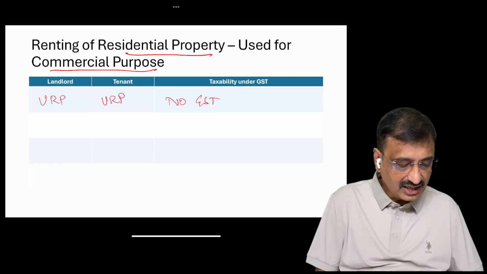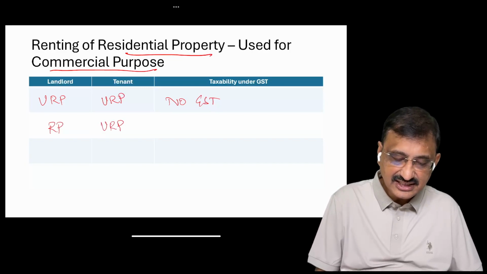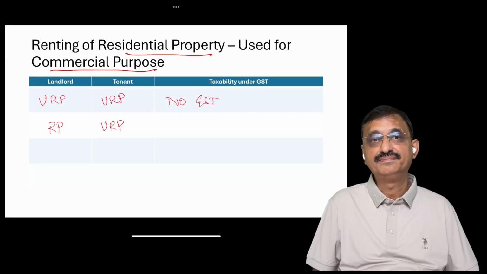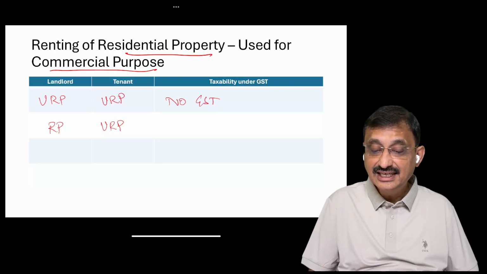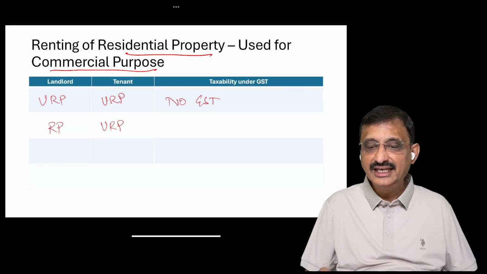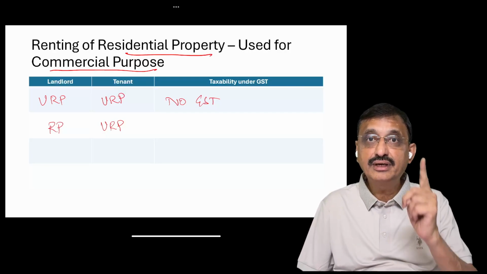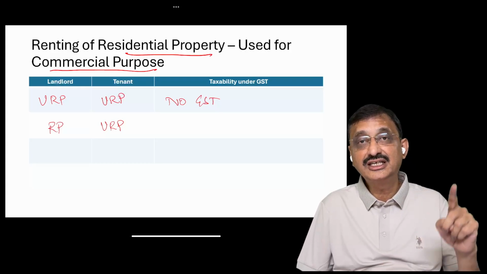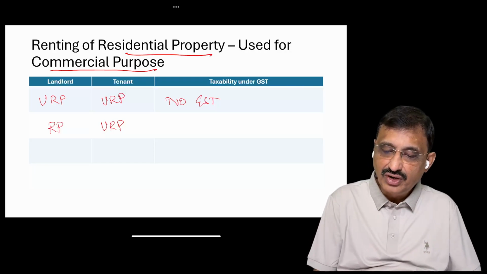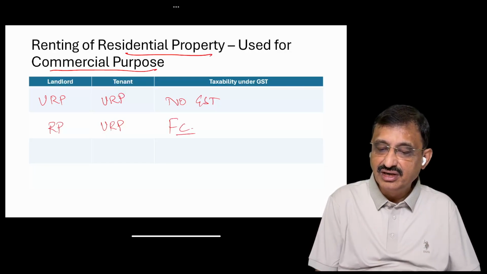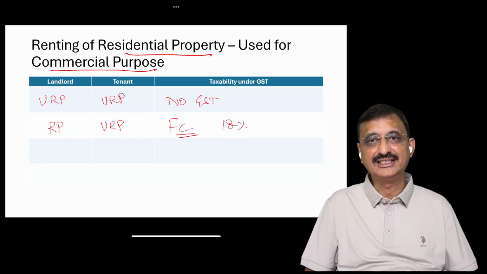Both are unregistered, so there will not be any GST. Next comes when the landlord is a registered person and the tenant is an unregistered person. What will happen? Here, the property is used for commercial purpose. Entry number 12 is applicable only for residential dwelling used for residential purpose. So here forward charge will be applicable and the rate of GST will be 18 percent.